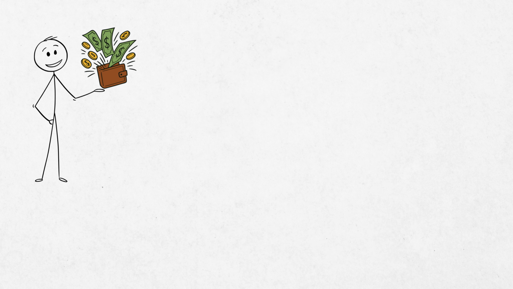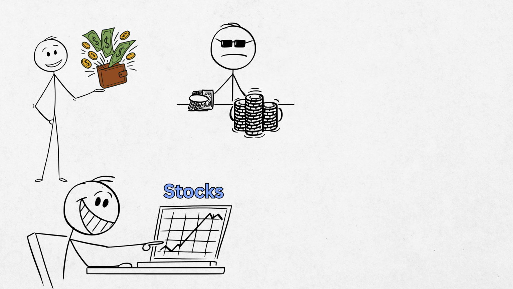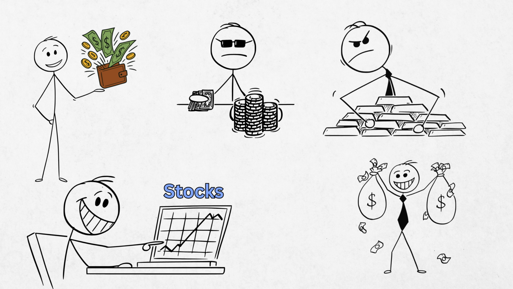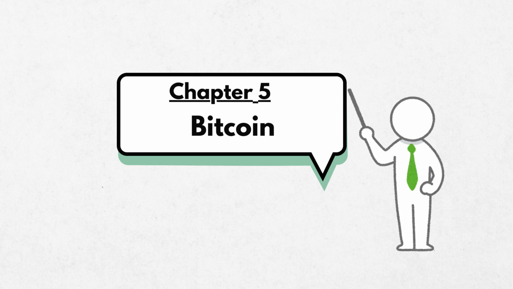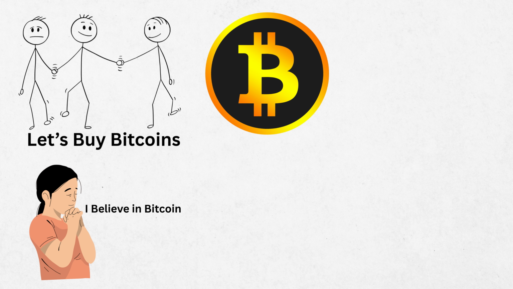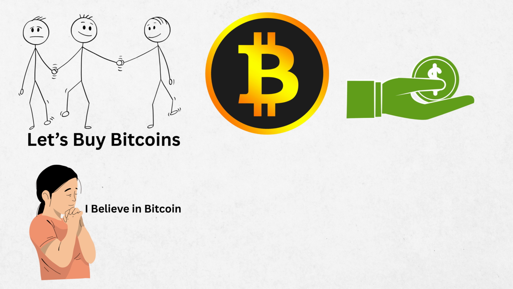So, when easy money flows into the system, some use it to buy stocks. Others treat gold as real money and store value there. Chapter 5. Bitcoin, the new digital gold. For younger generations, gold now has a new name, Bitcoin. It runs more on belief than on logic. If we believe it has value, then it has value.